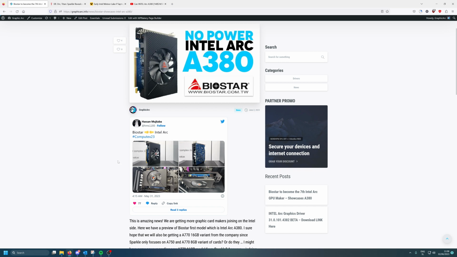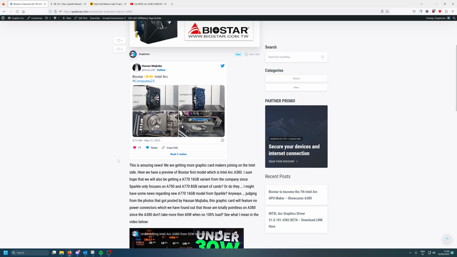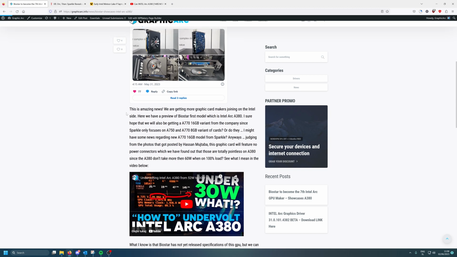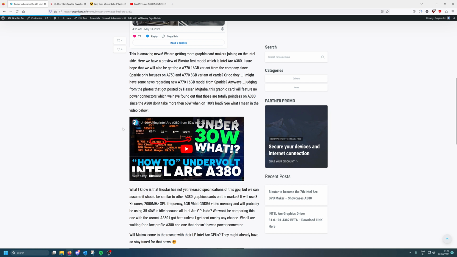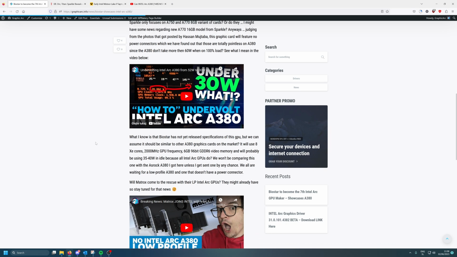A low profile A380 would have been a good choice as well, but I can't wait for them to actually release more Intel Arc GPUs. I guess more brands are on the way to make some Intel Arc GPUs for us. But yeah, let's go, Biostar, you can do it. Many people will surely buy this who need a low cost graphics card. It compares really well to the 1650, so why not?